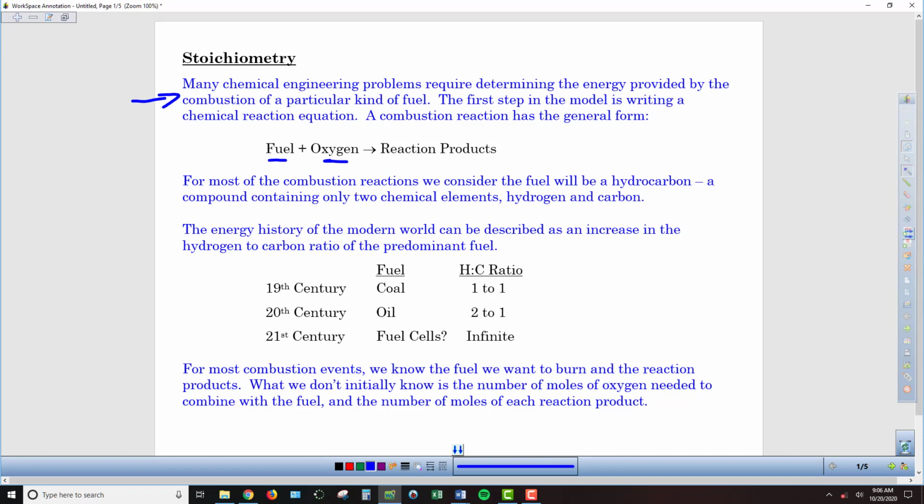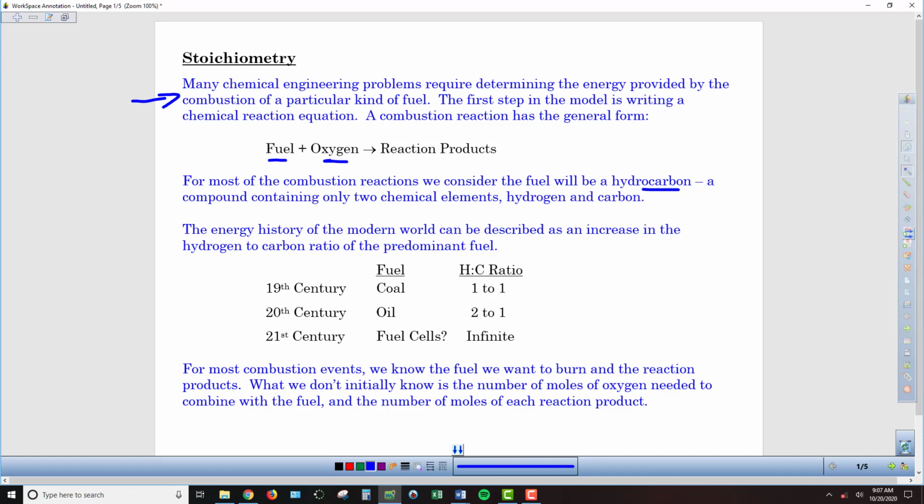For most of our work, we're going to consider the combustion reaction involving a fuel that's a hydrocarbon. So it's a compound that contains two chemical elements, hydrogen and carbon. There can be others involved as well. We can look at alcohols that have oxygen in them as well. But our primary focus will be on hydrocarbons.